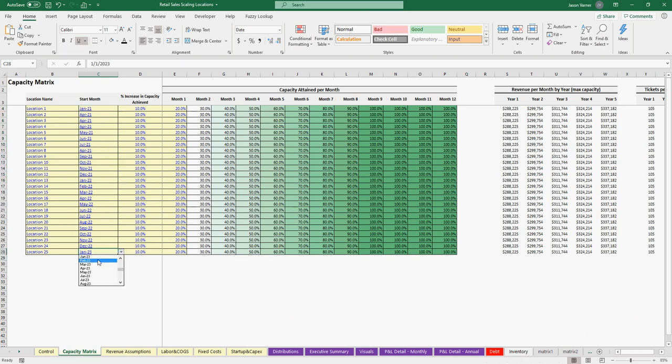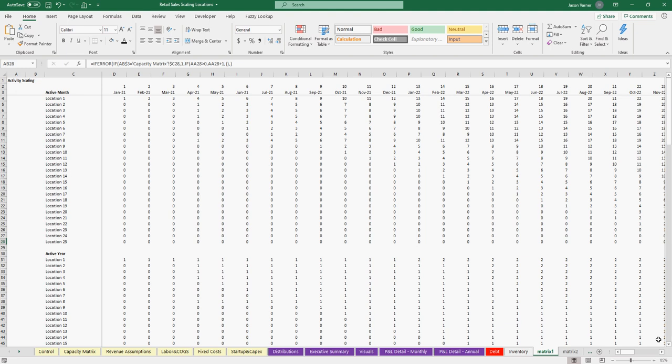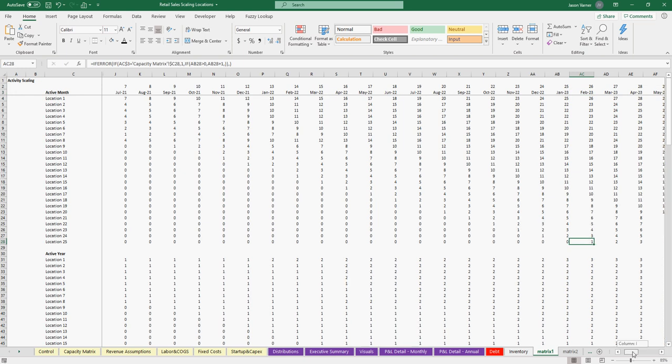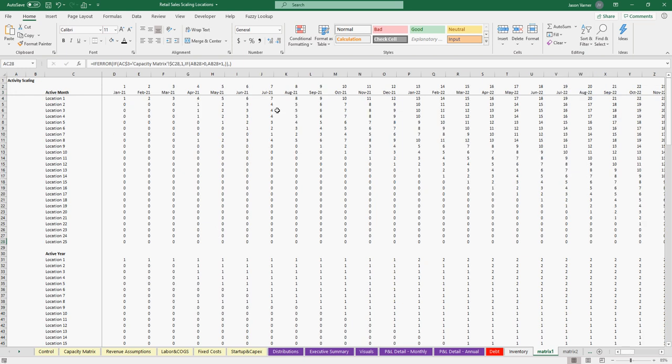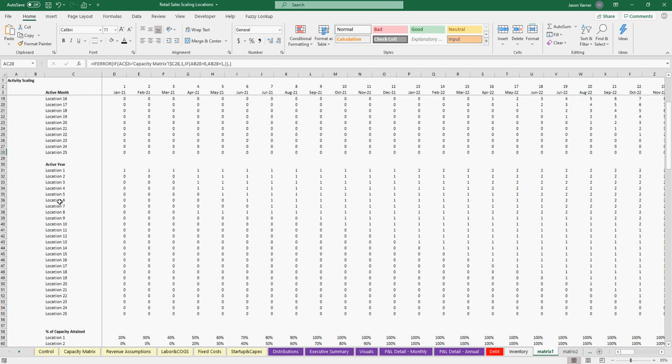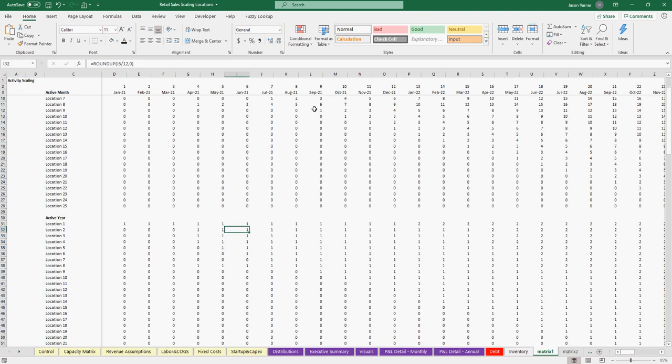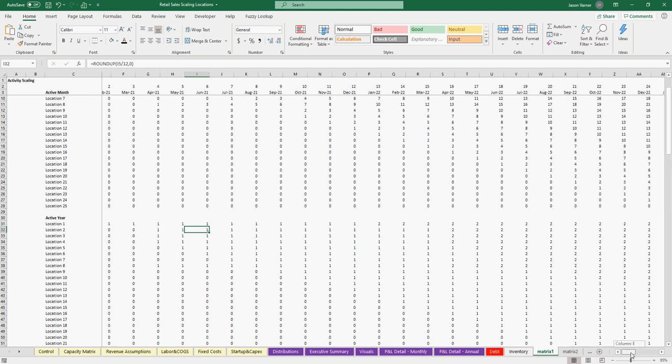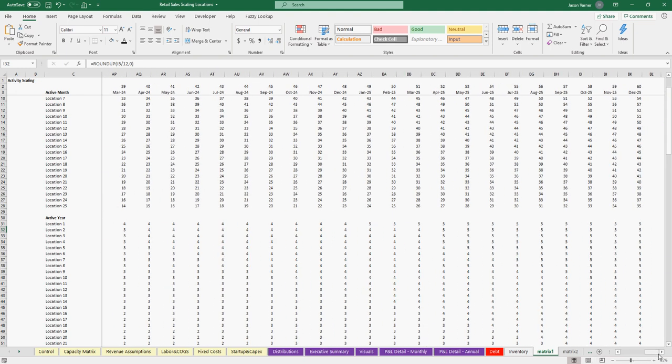And that's just based on this right there. And you see, if I change it to February 2023, now it's not open until February. So this is all dynamic. It just figures out that start month and starts counting forward. The next part of it is the active year. So this, you do a little bit of a division problem, and you can figure out, based on the month in existence, what year is it of the life of that location. 1, 2, 3, 4, 5.